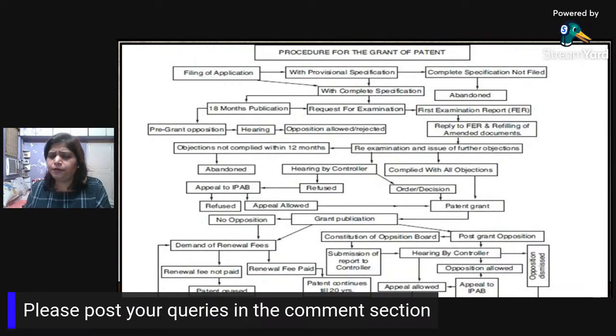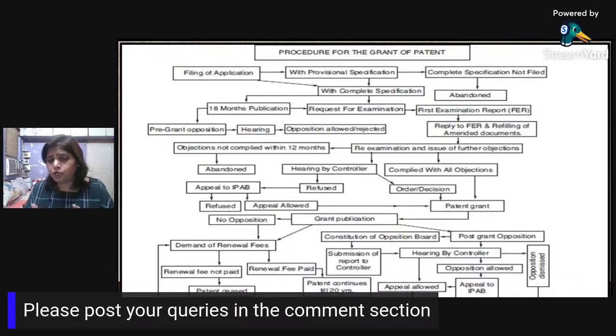And once you are granted the patent, they will issue you a grant certificate, which you have to keep on renewing every year. So it's not that once you're granted, you are done. No, if you want it to remain in your name, you will keep on renewing the patent every year.